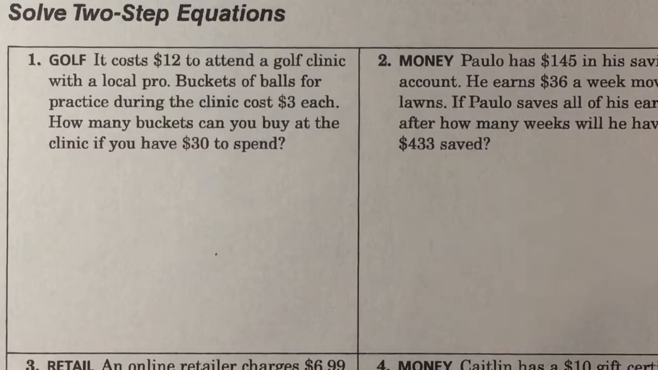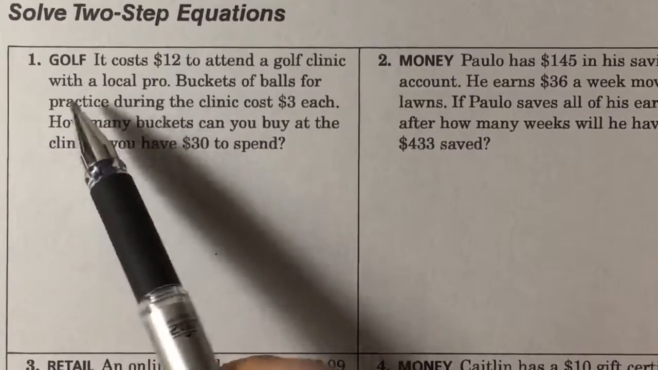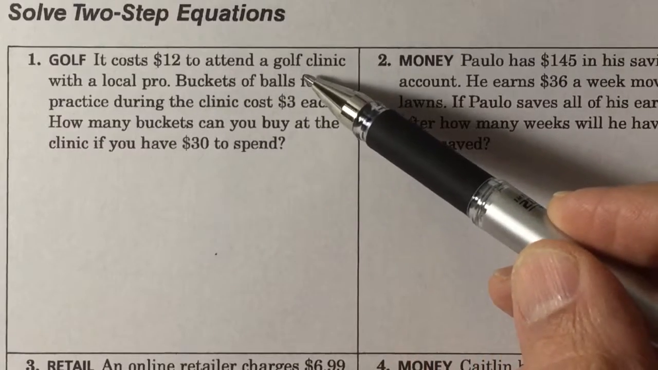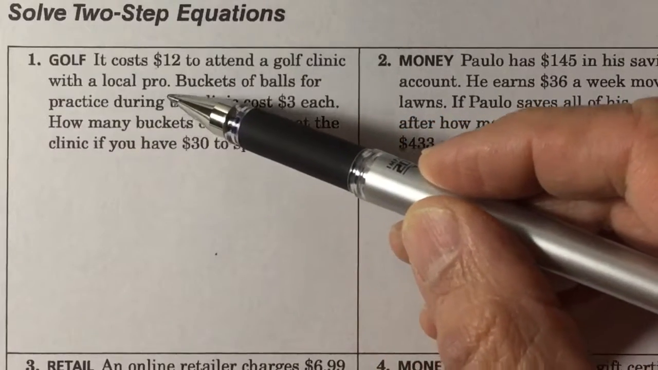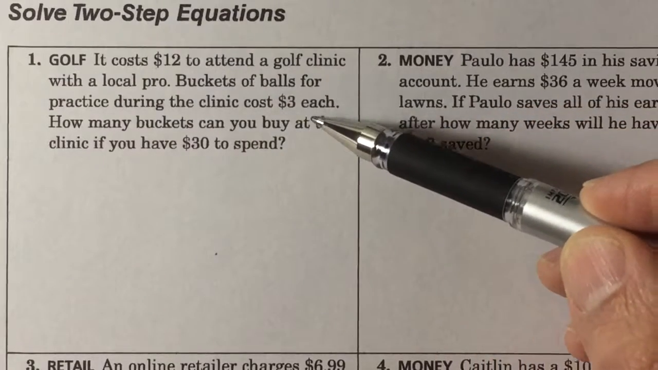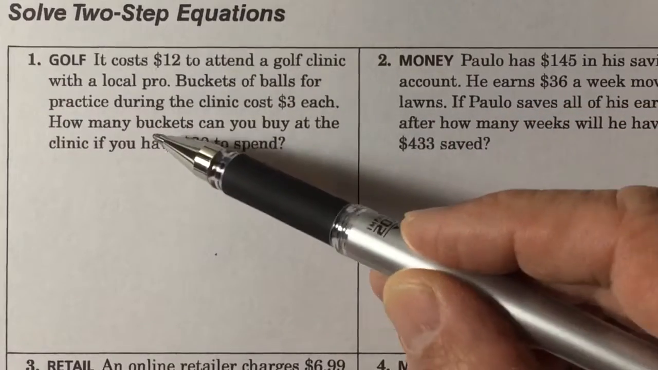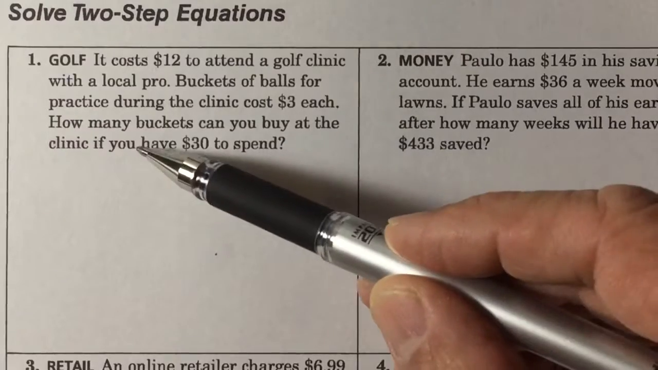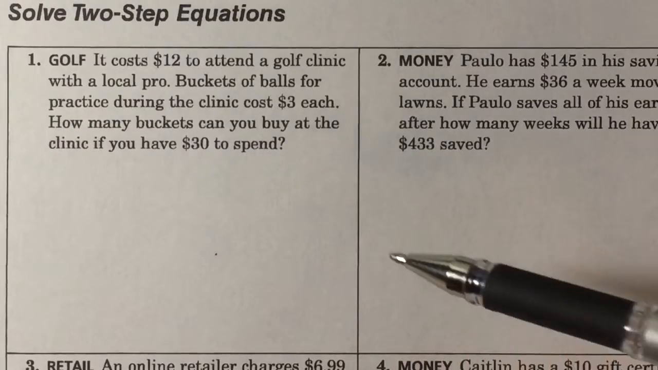Let's solve two-step equations in problem solving. Golf. It costs $12 to attend a golf clinic with a local pro. Buckets of balls for practice during the clinic cost $3 each. How many buckets can you buy at the clinic if you have $30 to spend?